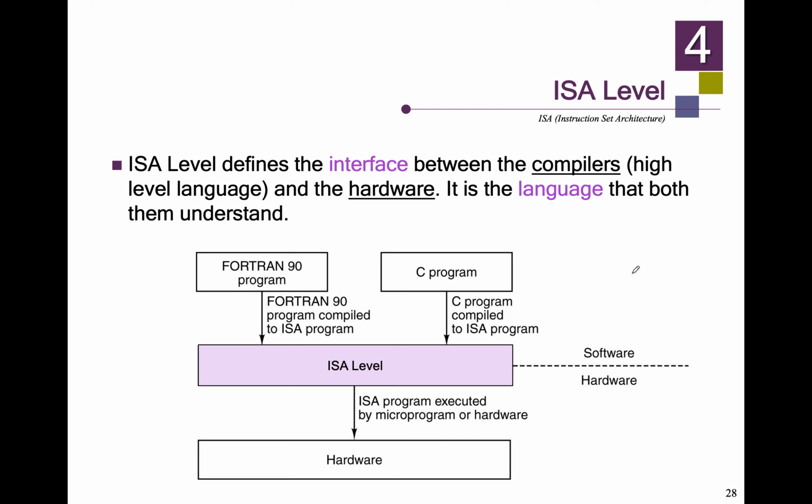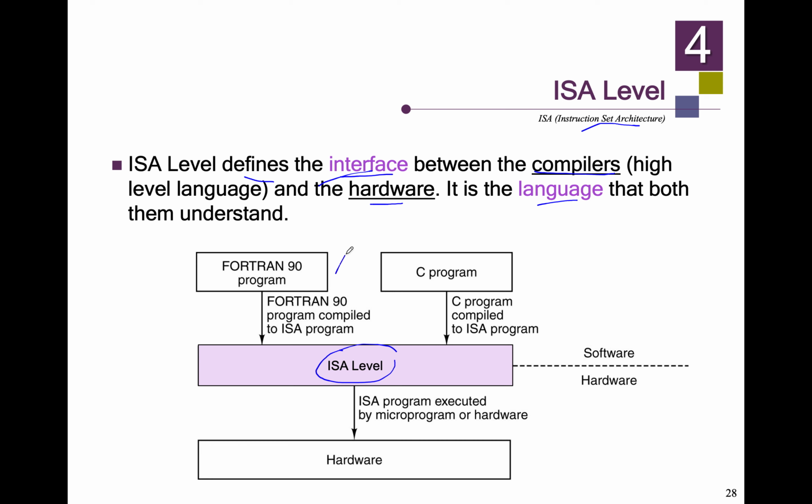This one is under the ISA level. What is ISA? It is the instruction set architecture. The ISA level defines the interface between the compiler, which is your high level language, and the hardware. It is a language that both of them can understand. So this is the ISA level, the interface between your compiler for your high level language.